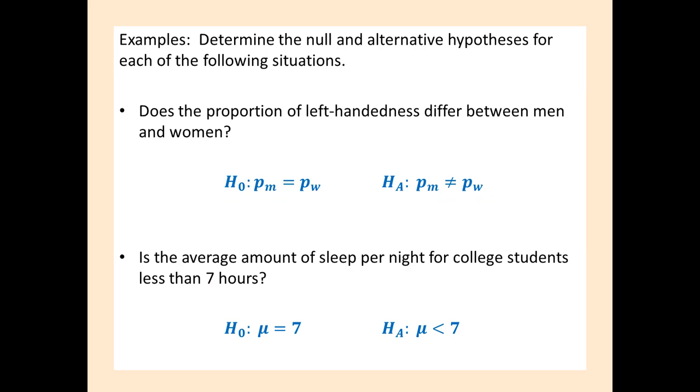A couple of other examples. That first bullet point, again, the key word is differ. So no specified direction, so you need the not equal to in the alternative hypothesis. This one's a difference of proportions, right? The word proportion is right there in the wording. So since it's for men and women, that's how I got the M and the W for the subscripts. I guess you could do that with ones and twos if you wanted.